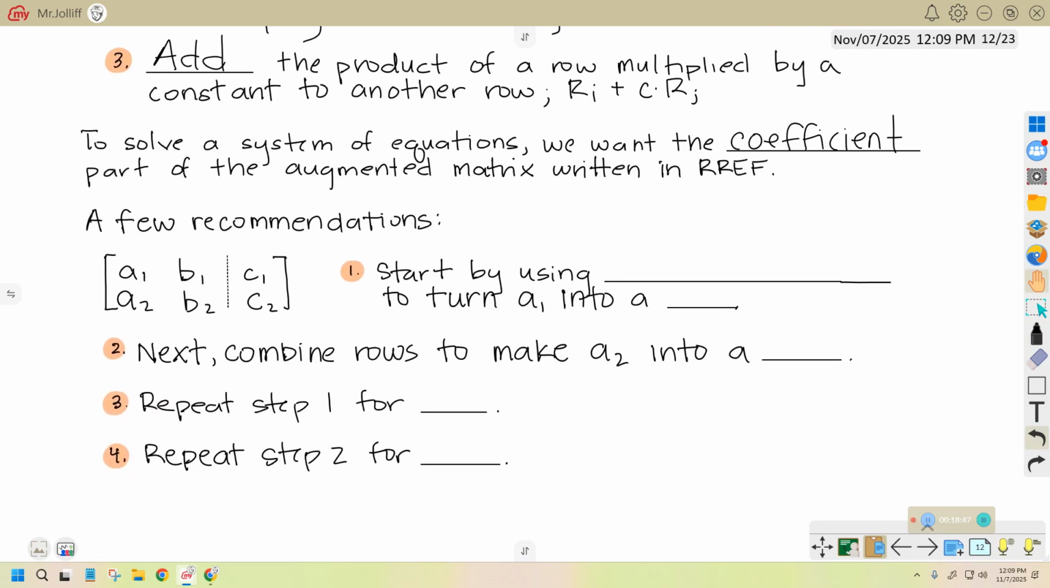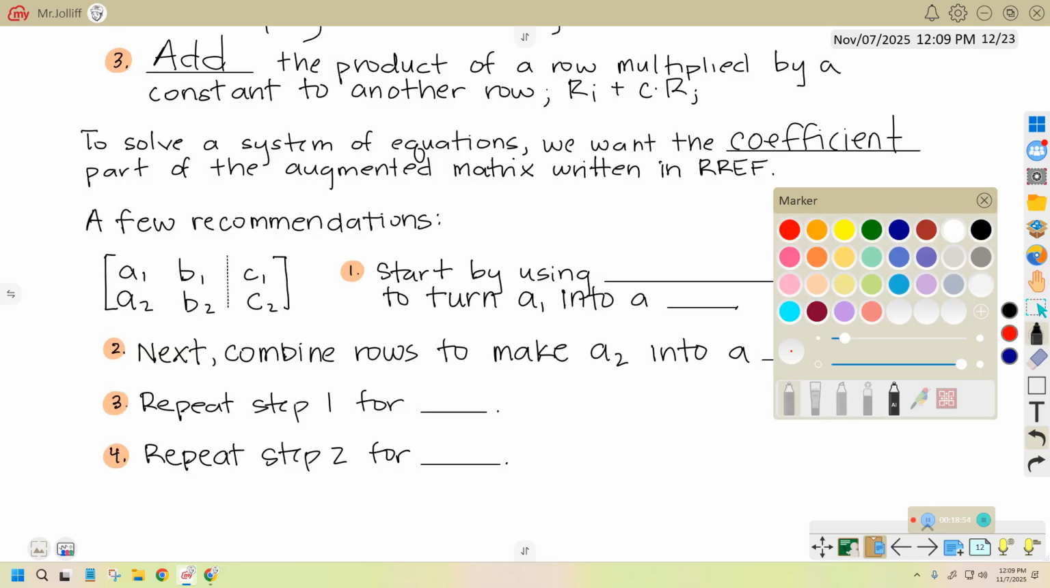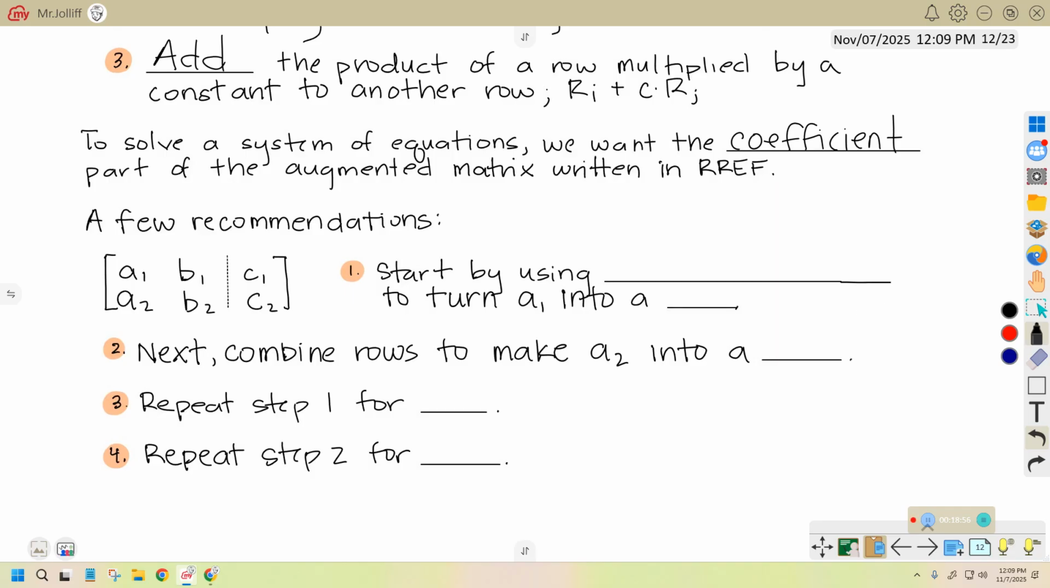Deep breath. What I typically do is when I do this, I work in a loop. I'm going to start here.